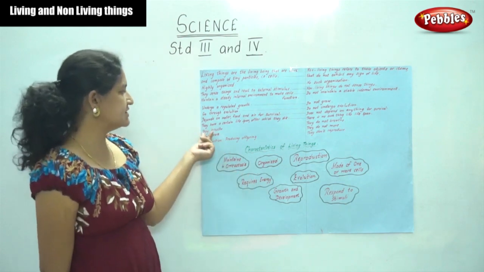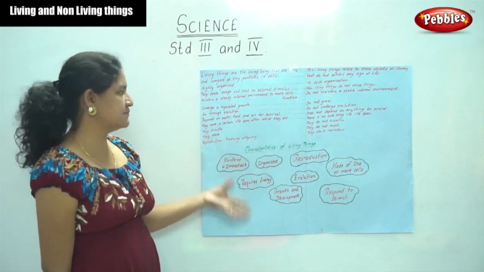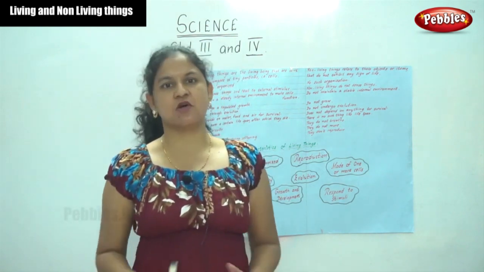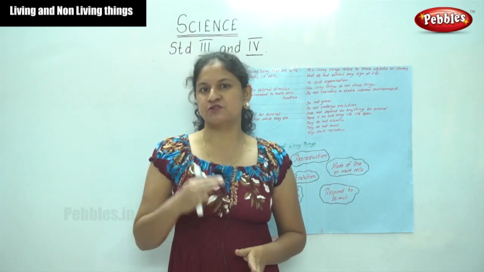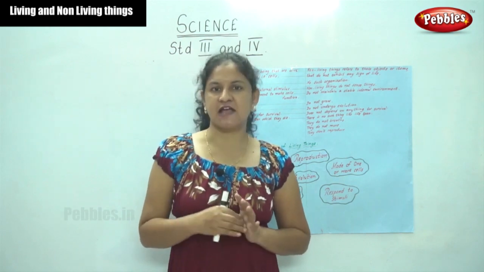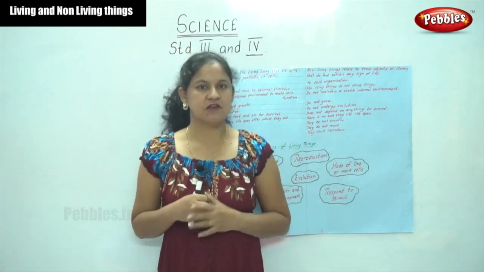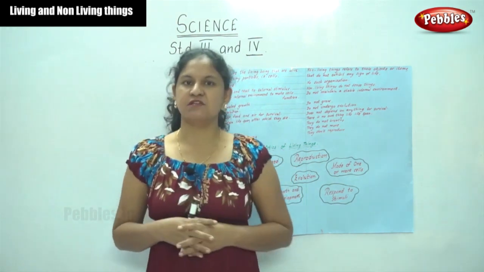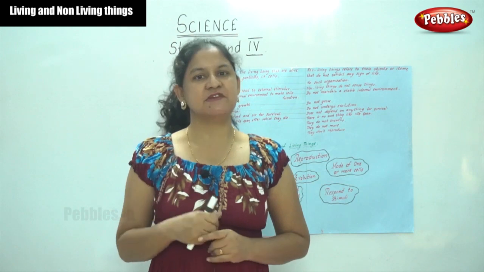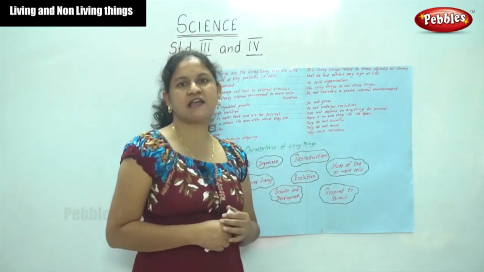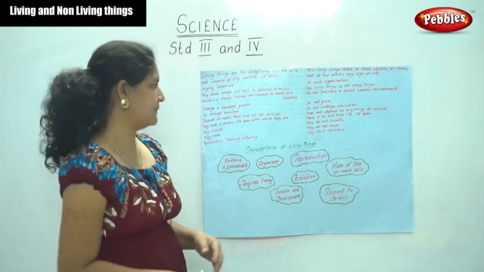The next point is they have a certain lifespan after which they die. Be it humans, plants or animals, they live only to a certain extent. Each animal has a scheduled lifespan. Even humans have a specified lifespan. But non-living things do not have such a lifespan.